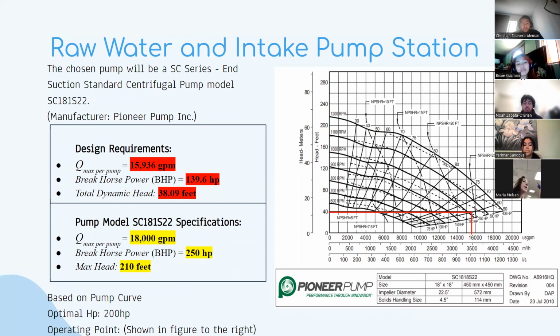So the pump that we actually found compensates for all that pretty well, because the max flow our pump can take is 18,000 GPM. The max horsepower for our pump is 250 horsepower. And the max head that our pump can withstand is 210 feet.